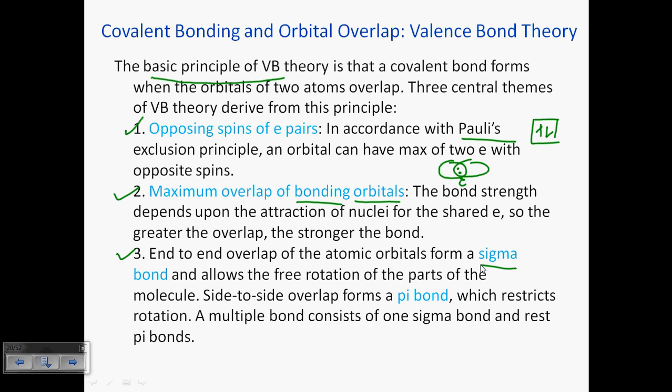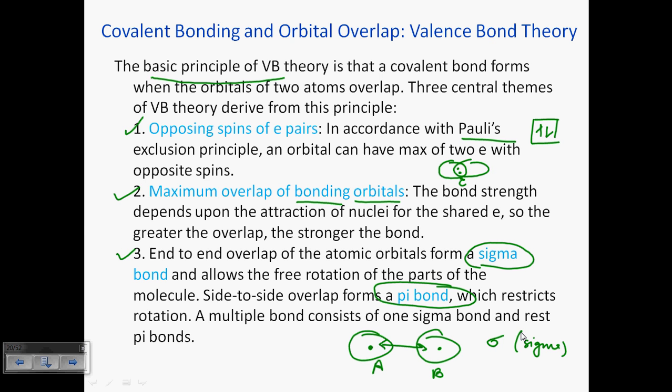So there are mainly two types of bonds, sigma bonds and pi bonds. Sigma bonds are formed by overlap along the internuclear axis. So if this is atom A and this is atom B, any overlap between atomic orbitals along the internuclear axis will form a sigma bond. This is the abbreviation for sigma, while any overlap of p orbitals along the y-axis or along the z-axis will produce a pi bond. And we'll look at sigma and pi bonds more in detail in the next slide.